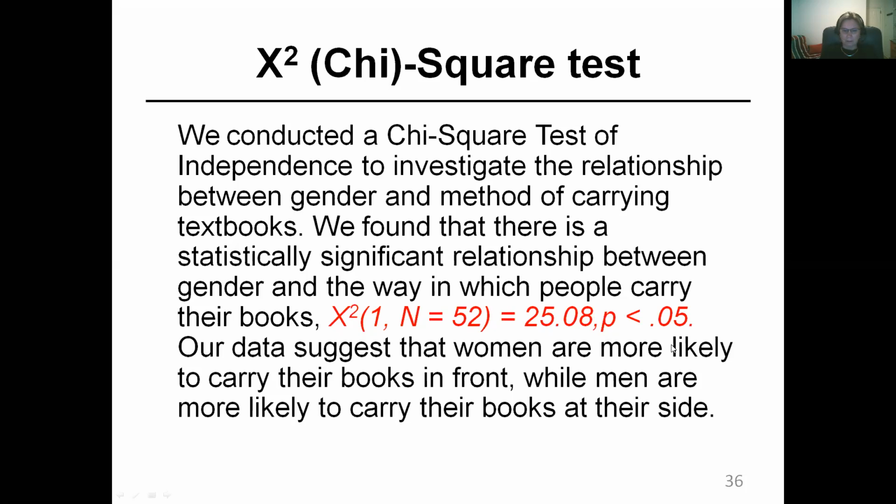So don't panic if it all looks like Greek to you. It is Greek, actually, except for P. And this is the Greek letter chi, capital chi, and that's how we abbreviate chi. And now here's the sentence. Yes, it is. You're absolutely right, Rita. It is in the last paragraph of the results. Our data suggests that women are more likely to carry their books in the front, while men are more likely to carry books at their side. Your predictive variable, your response variables. Almost there. Hang on.